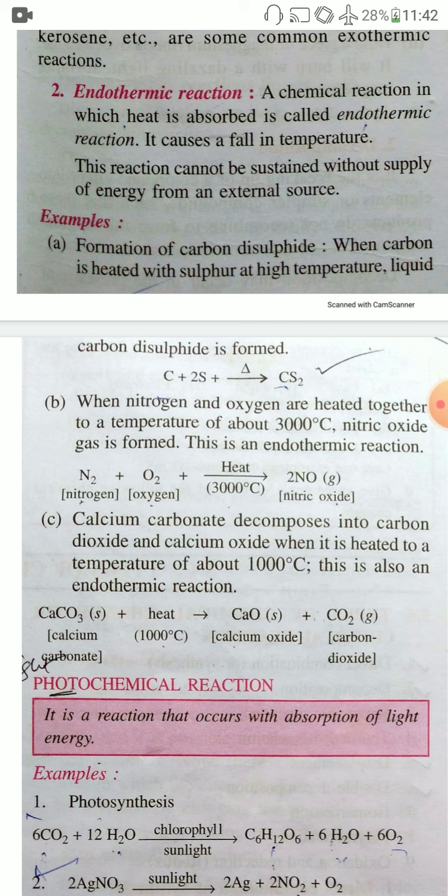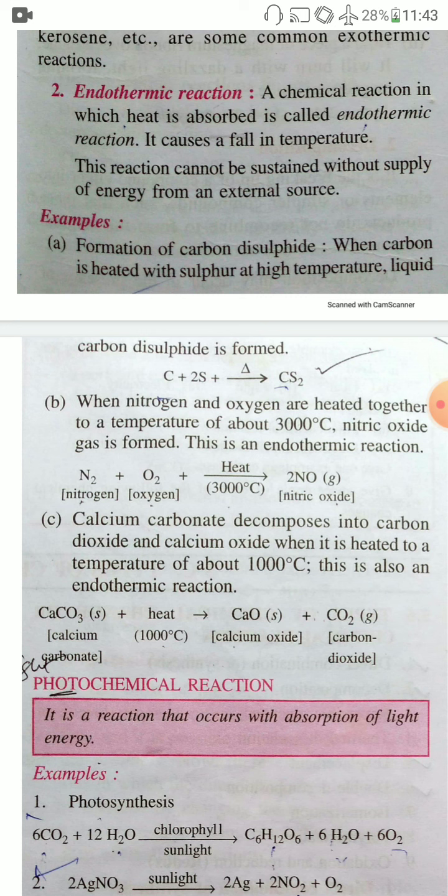Example of endothermic reaction. First example, formation of carbon disulfide. When carbon is heated with sulfur at high temperature, liquid carbon disulfide is formed. The reaction is C plus 2S gives CS2. So this reaction is an endothermic reaction because heat is required. In this case, heat is absorbed by this reaction.